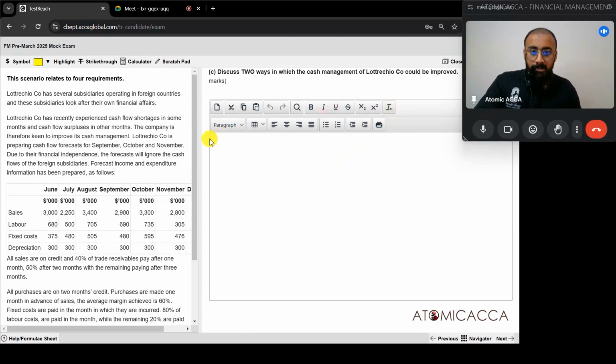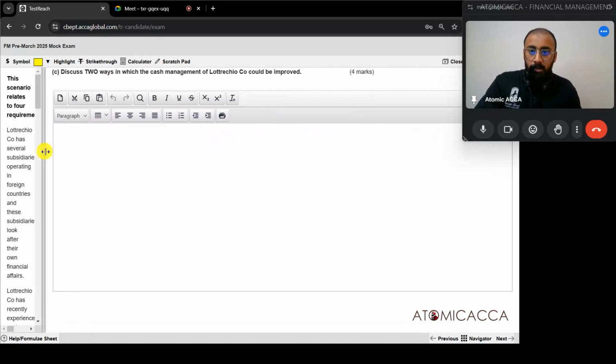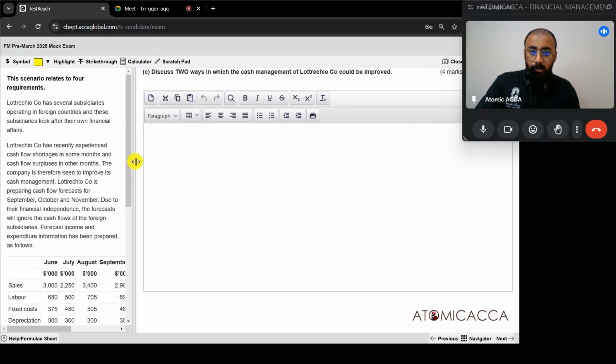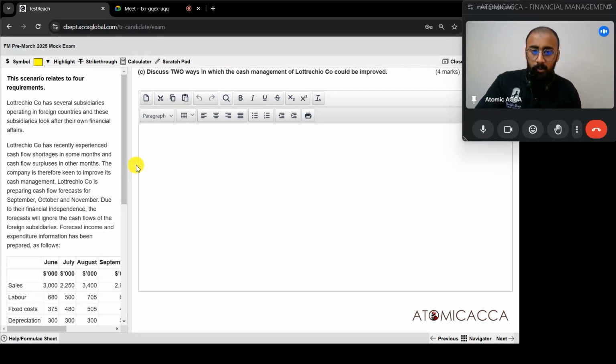Question is asking, discuss two ways in which cash management of the company could be improved. So 4 marks it is. So they're asking how to improve the cash management. Now from the case study itself, there are some indicators over here because this is case study specific. Okay, they asked about how this company can improve it, so be specific over here.